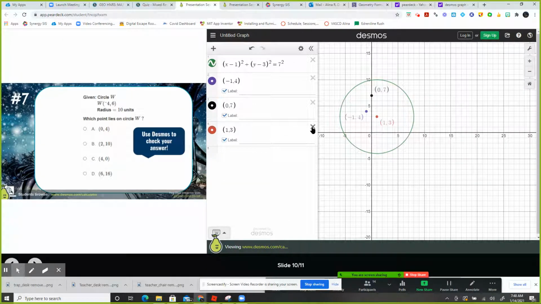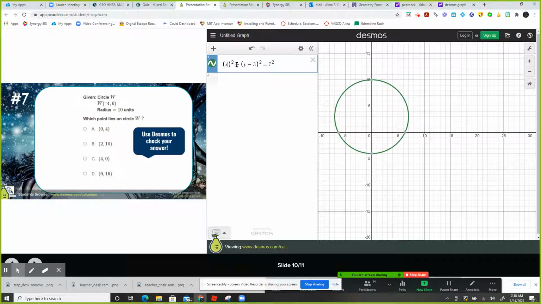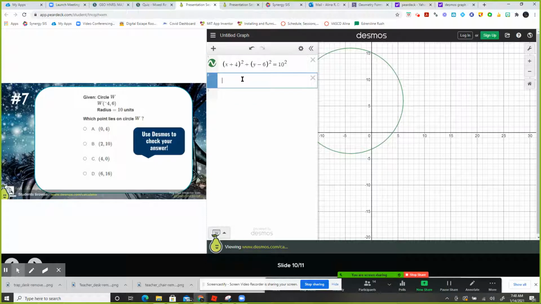How do I write the equation if I have the center and the radius? So I want to put in a -4, but instead of a -4, I need a +4. Remember, those are backwards. Instead of a +6 for the y, I need a -6 for the y. And then remember that the radius is always squared. So instead of 7 squared, I need 10 squared. And then put in all your ordered pairs, just like we did with the last one.